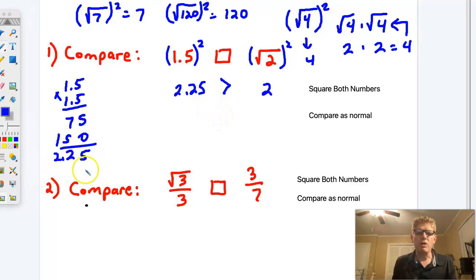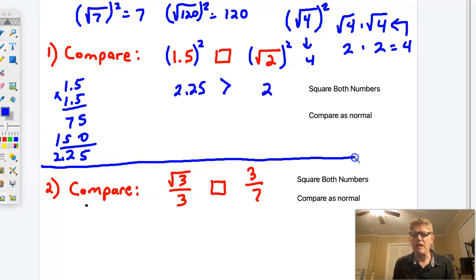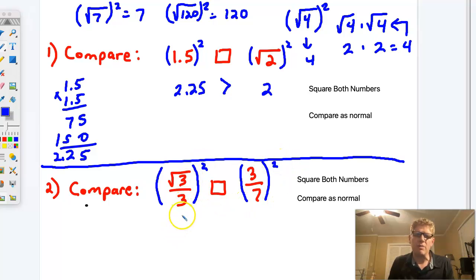Well, what about when we are comparing numbers like these? It's the same exact situation. We're going to square both sides. You just might need a little help remembering from exponents what we do when we square something that has a square root inside of it, when we square something that's a fraction. So what we're going to do is we are going to square the top and the bottom of both numbers. When we square it, we have to square the top and the bottom.